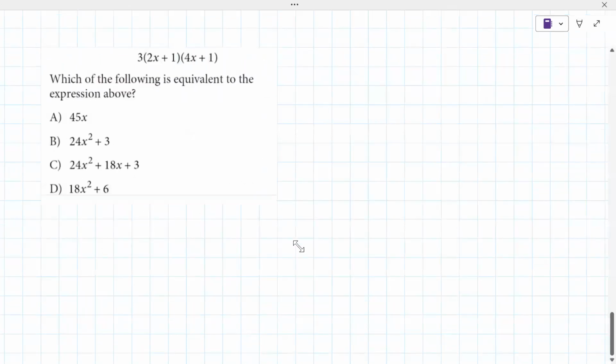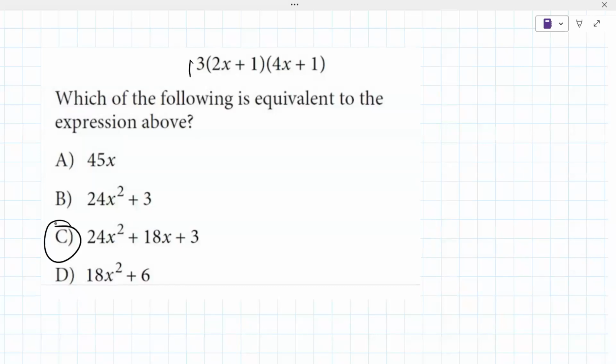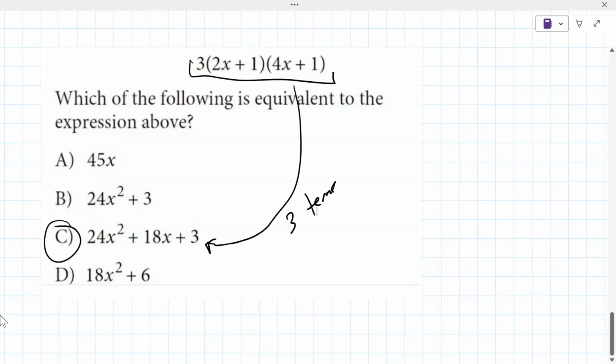Okay, here we go. Here's another one for you to look at. C? It's only C. C is the only possible one because there's three terms, so it has to be that. And that's something else you can look for as well.